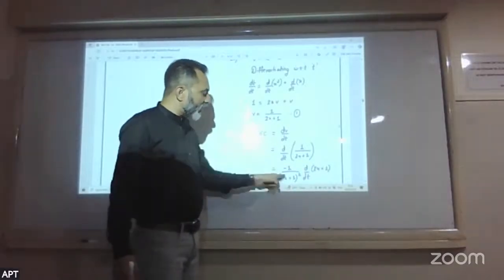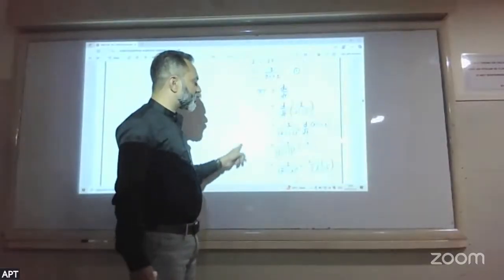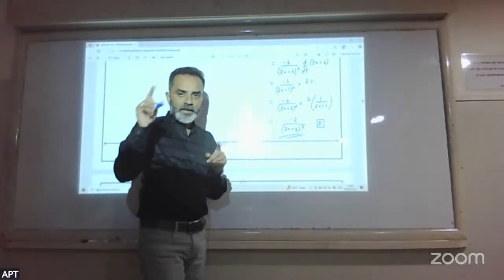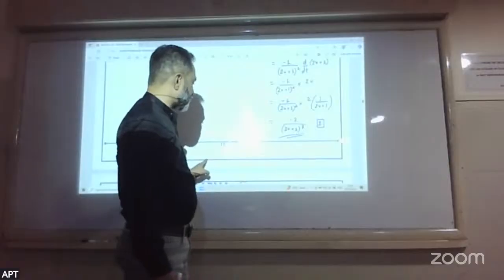Again you can put this value over here, and finally my answer comes out to be minus 2 upon (2x plus 1) the whole cube. Right? It's just the 2 times differentiation. Next question.